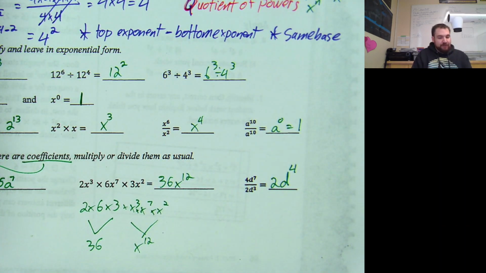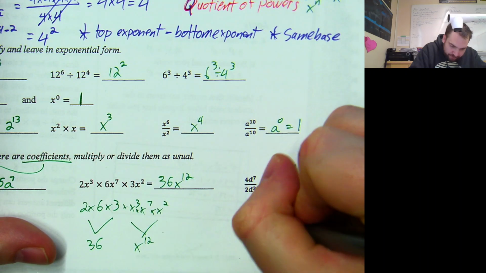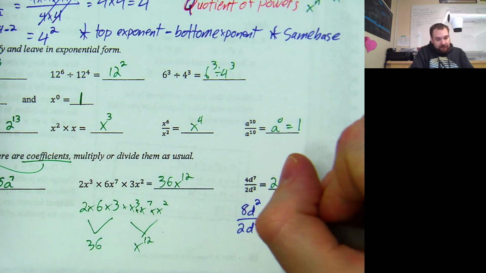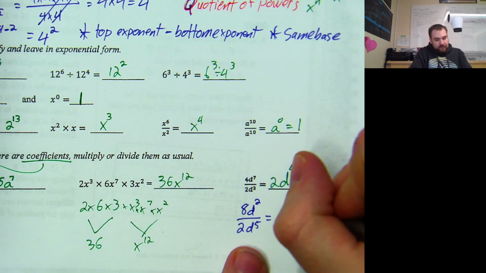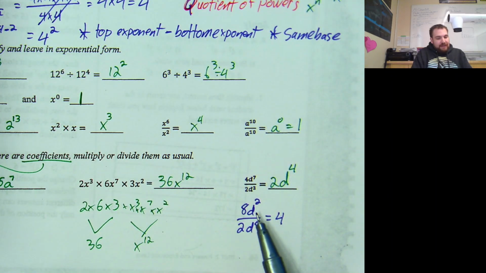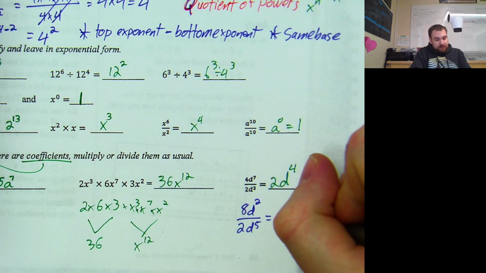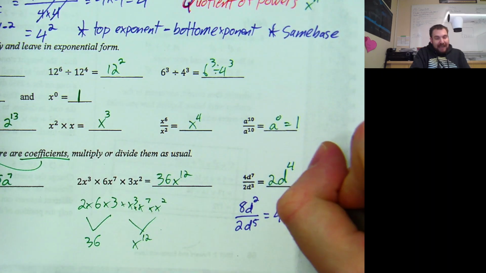Do not flip the page. I've got a couple more examples I want to add to the bottom of this one. Let's do this guy. What if I had this? 8d to the 2 over 2d to the 5. What would this give me? Eight divided by 2 is? It's allowed to be negative. For now, it's allowed to be negative. 4 times d to the power of 2 minus 5 is negative 3.